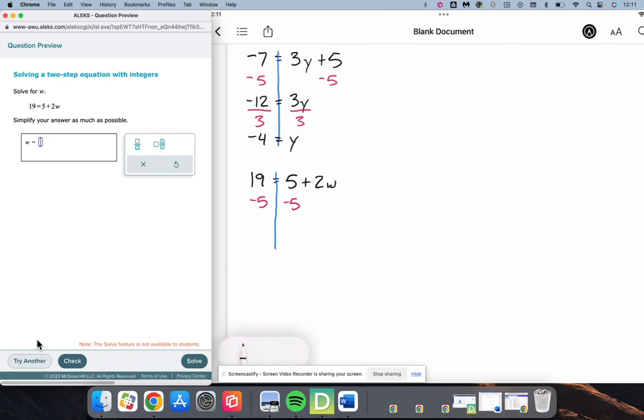19 minus 5 is going to give me 14. 5 minus 5 is nothing, or 0, and then we are still left with a 2w. I see I'm multiplying by 2. I need to divide by 2 to do the inverse operation there. That's going to give me 7 is equal to w.